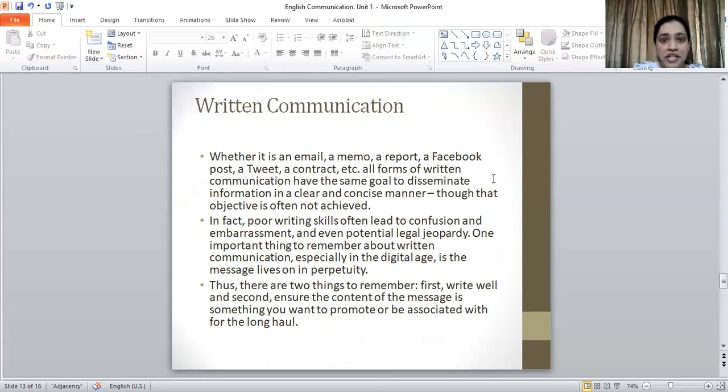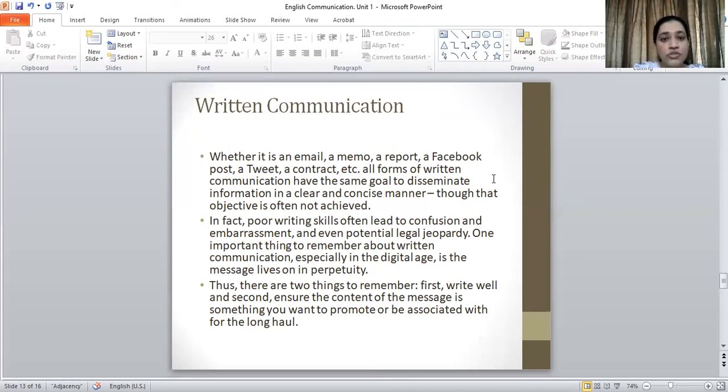If you're writing a contract, you need to be very, very sure of what you're putting down on paper, right? One important thing to remember about written communication these days, this is called what, the digital age, is that the message lives on in perpetuity. Nothing that you write and send is ever deleted. It can always be retrieved through one medium or the other. So be very careful about what you put out there.